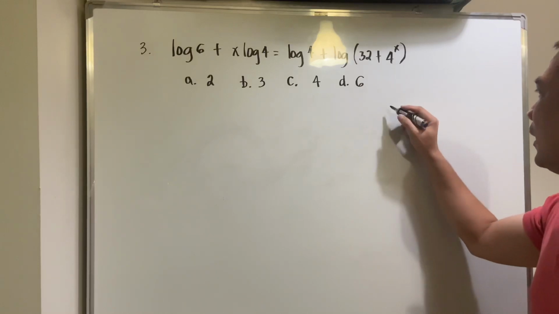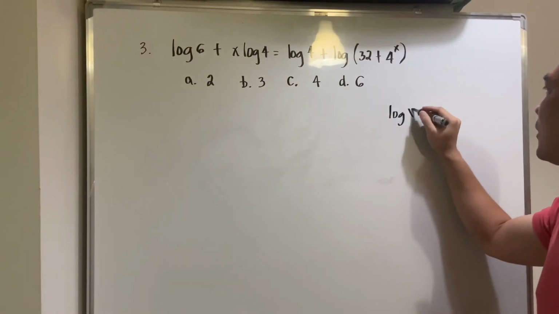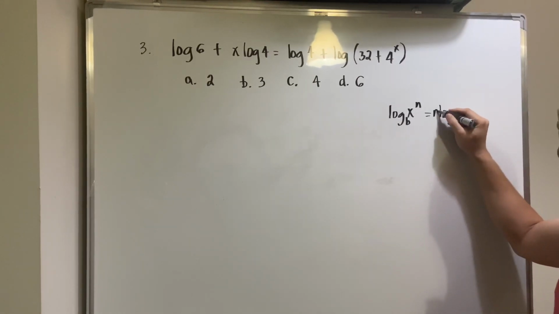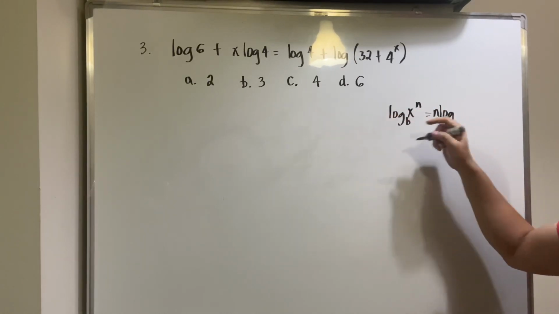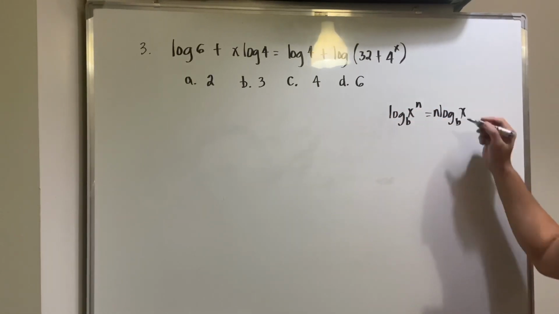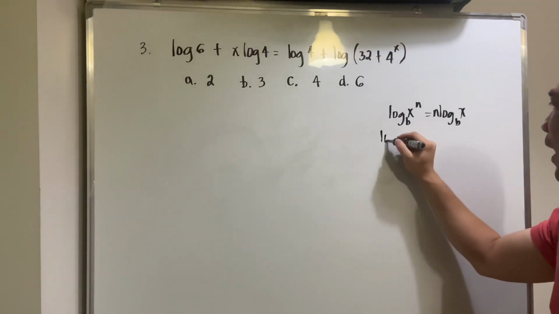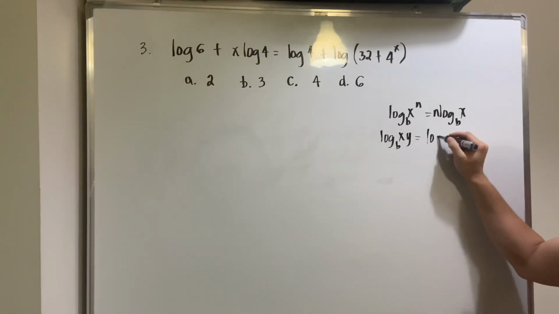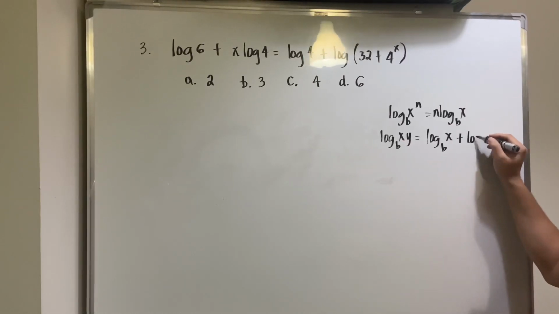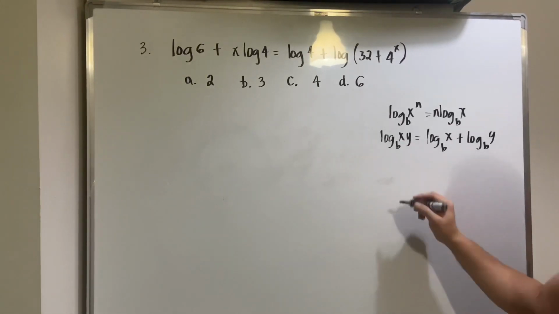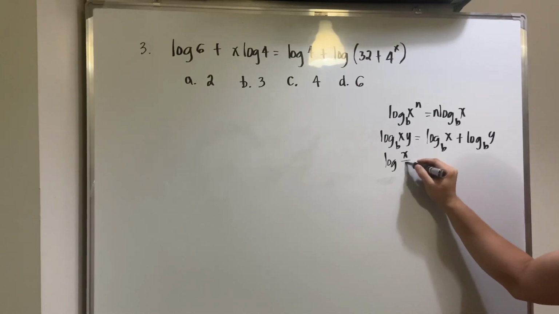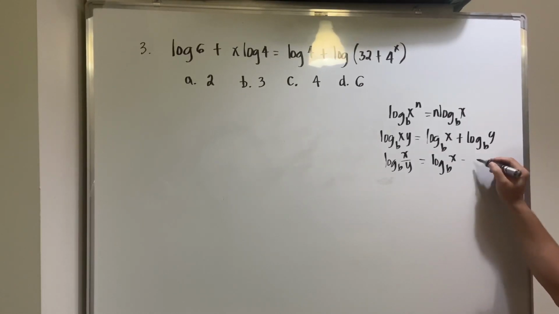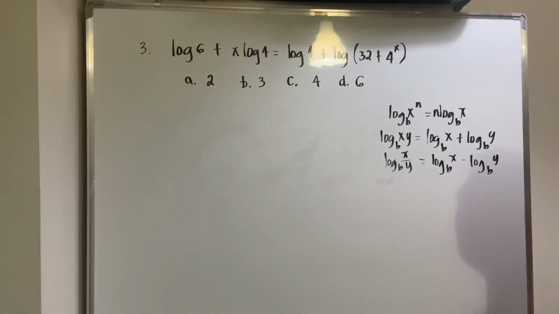So it says here, log of x raised to n to the base b is equal to n log of x to the base b, okay, the exponent will come there. If you have log of xy to the base b, it can be rewritten like log of x to the base b plus log of y to the base b. If you have a division, so you have log of x divided by y to the base b, it can be written like log of x to the base b minus log of y to the base b.